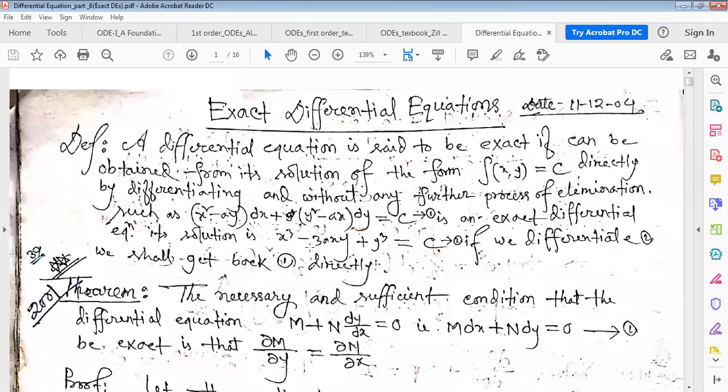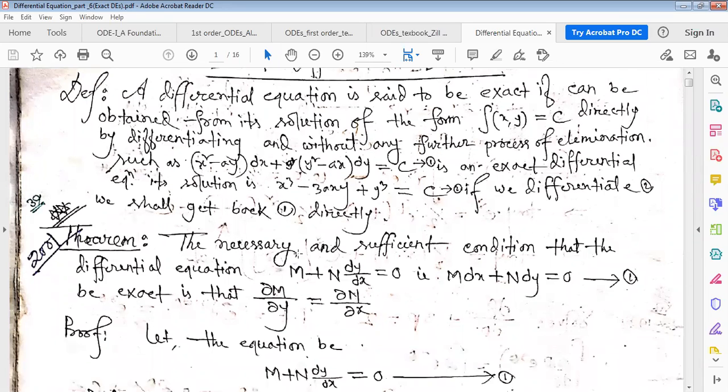If we differentiate equation 2, this is equation number 2, if we differentiate this solution, we get the original differential equation, we get back equation 1 directly. That means the solution gives the differential equation. If we differentiate the solution, then we get back to the original equation, which will be the differential equation, and this will be the exact differential equation.